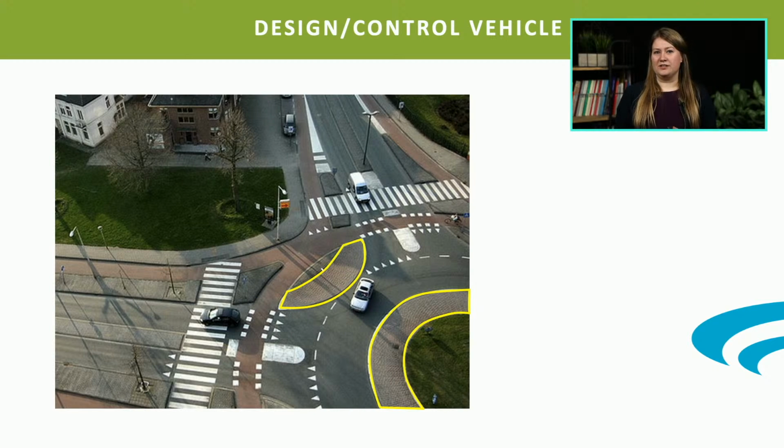Then you have the design and the control vehicle. So you design a roundabout for cars, but you also have the control vehicle, so a bus or a large truck that also has to make use of the roundabout. But you don't want to design the roundabout as large as for a truck or a bus, because then you get a really big roundabout. This way, with a rumble strip and an apron, you have enough space for them to maneuver.